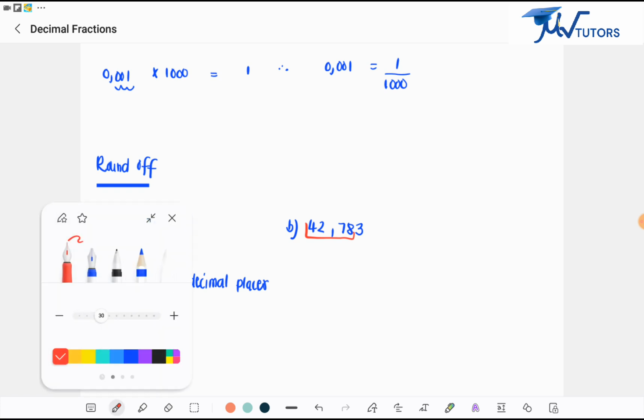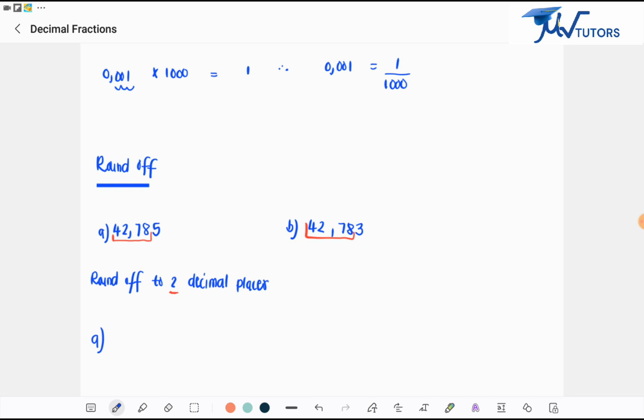So what will then be our answer? If we have 42,785, that 5, like I said, it has to be 5 or higher. Then the 8 has to change to a 9. So therefore, we're going to have 42,79. And then for B, because the number 3 is less than 5, we're basically going to leave 42,78 as it is. Okay, I hope you get it.